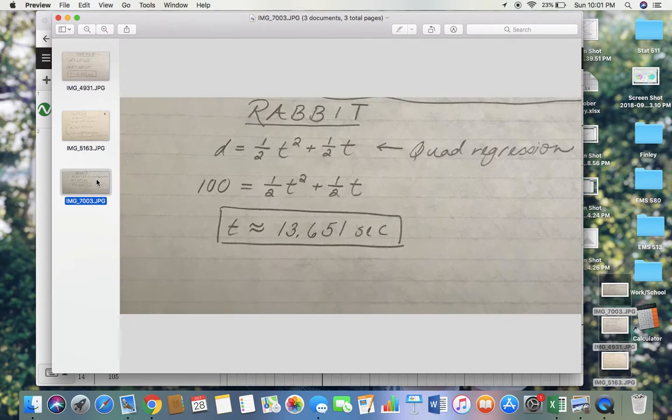Next, I looked at the rabbit, and I actually struggled to find a quadratic equation for him. So I put my information into the calculator under Stat Edit and found the quadratic, and it was a perfect quadratic formula. And it was 1/2 t squared plus 1/2 t. I also put in 100 for d and solved, and got that he crossed the finish line after 13.651 seconds. So he's not slower than the turtle in speed, but he crossed after the turtle.